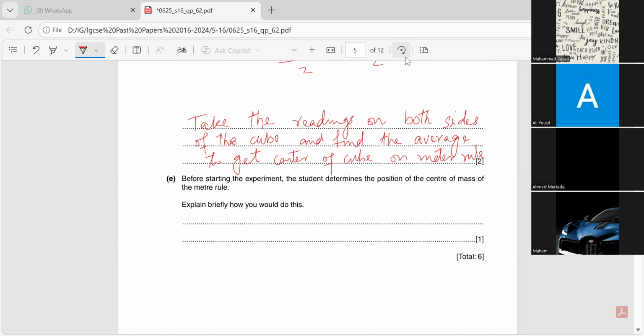First of all, I will be writing the answer and then I will be explaining it to you. So place the meter rule on a pivot without masses. You know, right now P and Q are there. No, without masses. Without masses, even I can write P and Q, and then find the balance point.